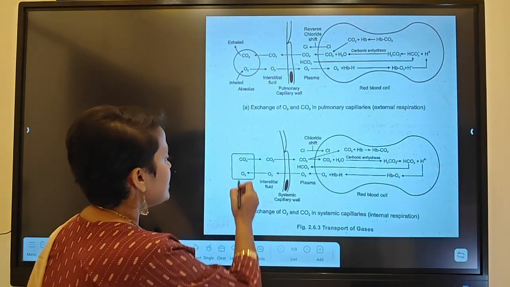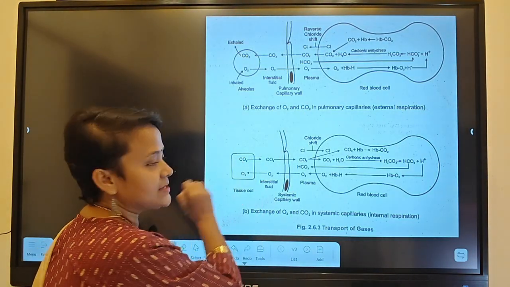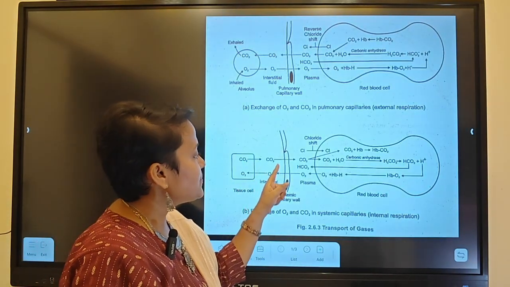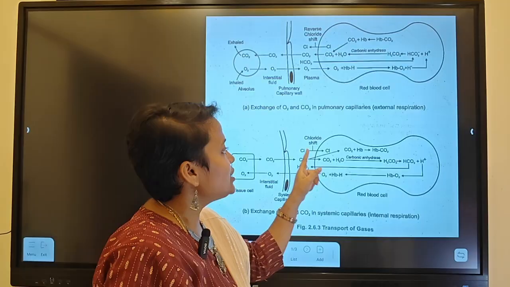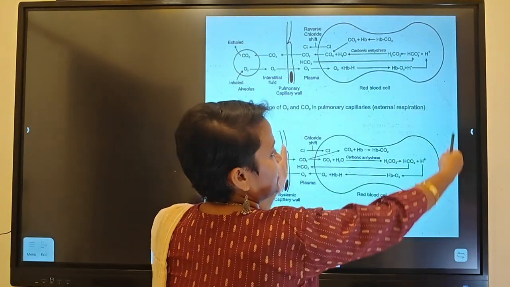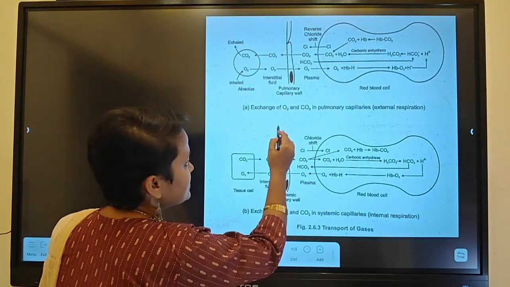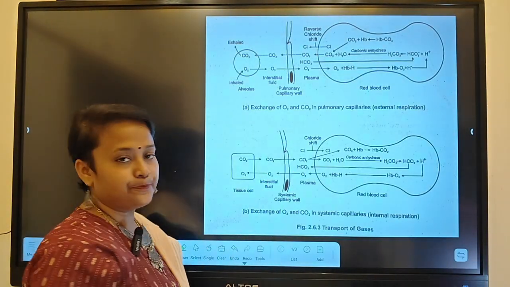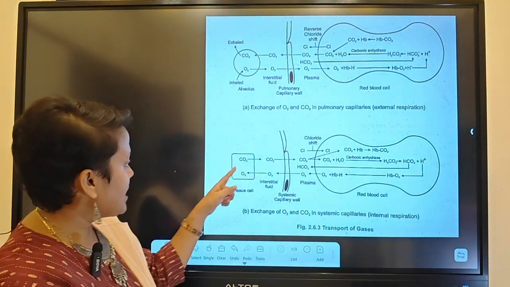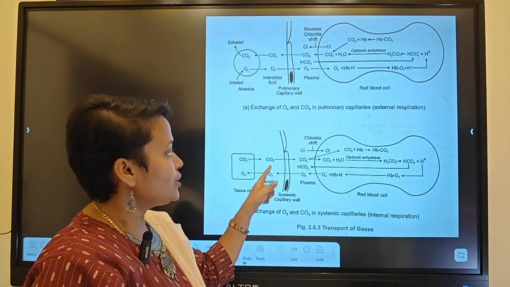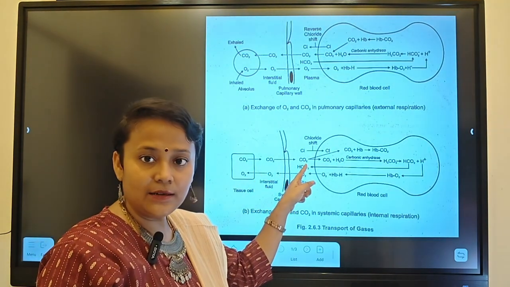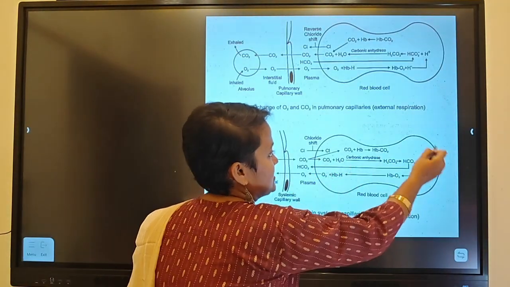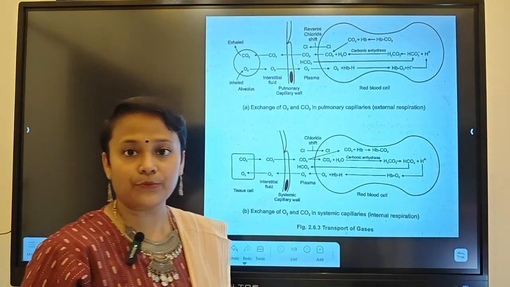Now what will happen in the tissue? Let's say it is the tissue cell. Carbon dioxide will be produced. After production, it will enter into the blood capillary. This is the blood capillary, and this is the capillary endothelium. After production of carbon dioxide, it will enter into the blood and eventually into the RBC. This is the RBC, a biconcave RBC.